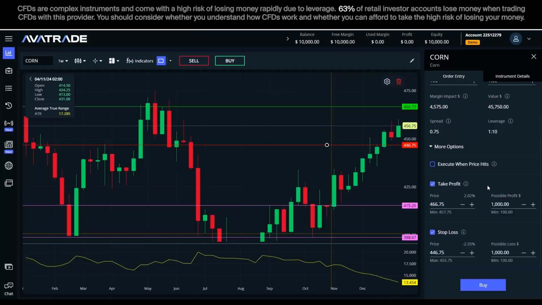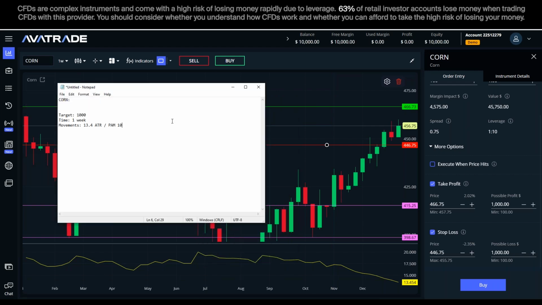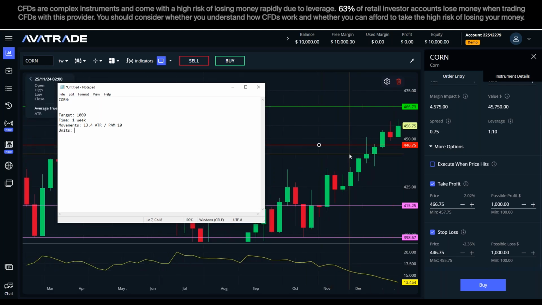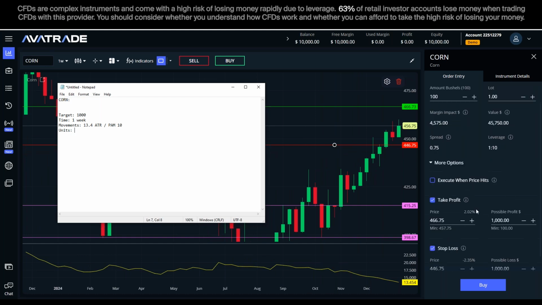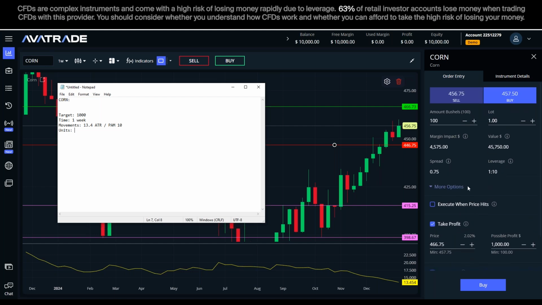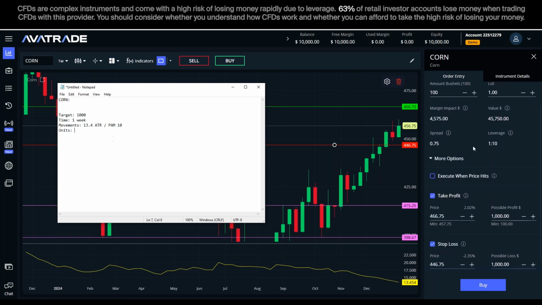Okay, and now we have take profit and stop loss. We can make 1,000, we can lose 1,000. Maybe the ratio is not too great, but we'll fix it in a moment. And the number of units we need is, let's see, 100. But how did we get to 100?